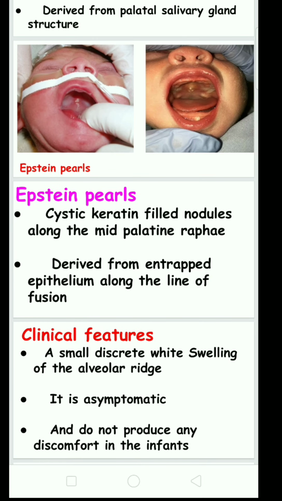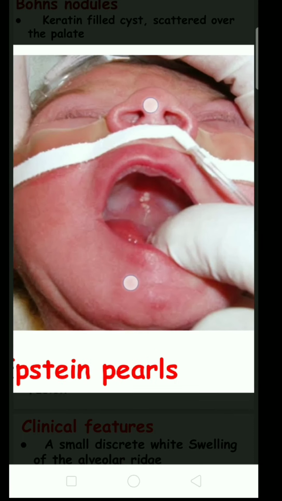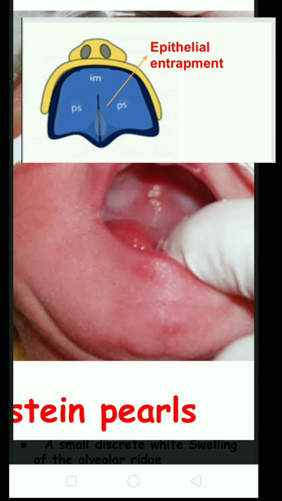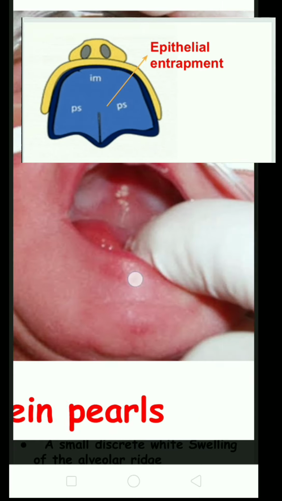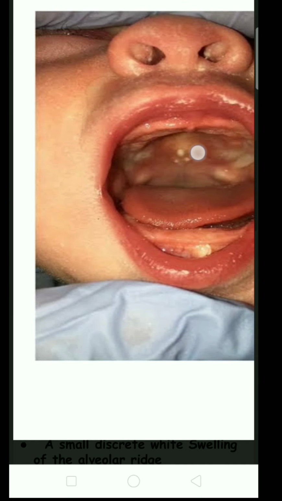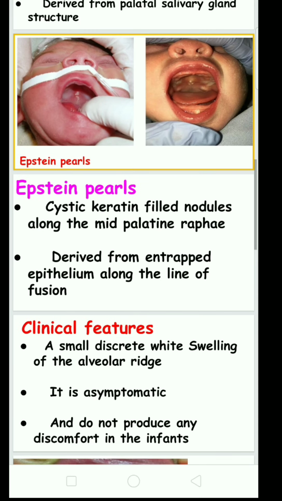In Epstein pearls, there are keratin-filled nodules along the mid-palatine raphe, because in the embryonic stage there is a fusion of the two palates. As a result, epithelial entrapment occurs, which leads to the formation of the cyst. So it is mostly seen in the mid-palatine raphe, like this, and this leads to the formation of this kind of Epstein pearl cyst.